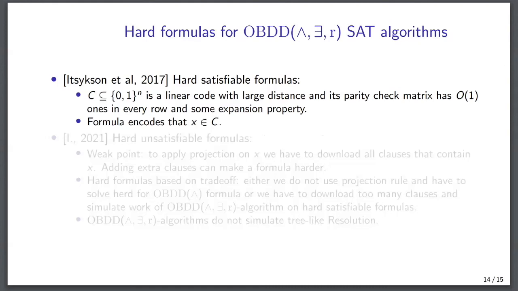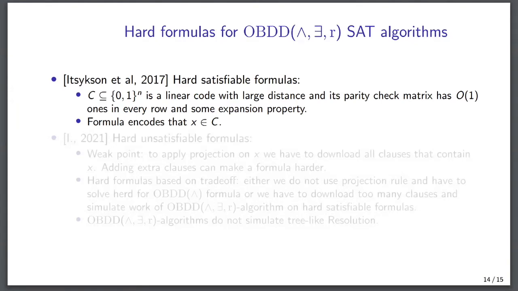If we also add the reordering rule, I can say only about hard instances. We proved that there is a special kind of linear code such that the formula encoding that X is a codeword, which is in fact a linear system, is hard for this kind of algorithm.